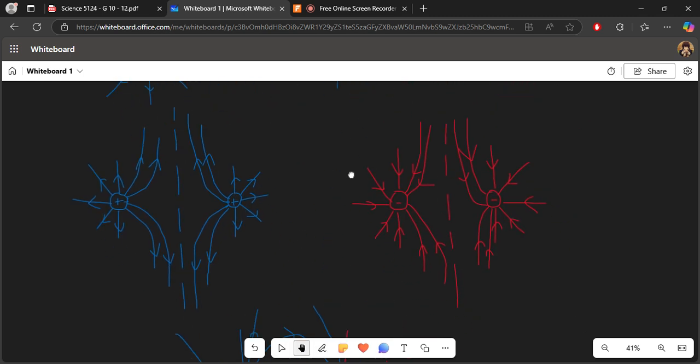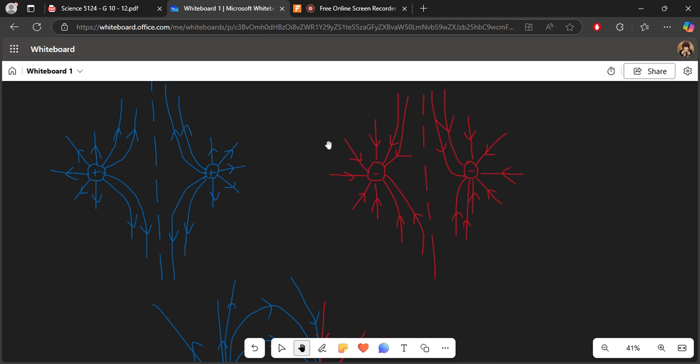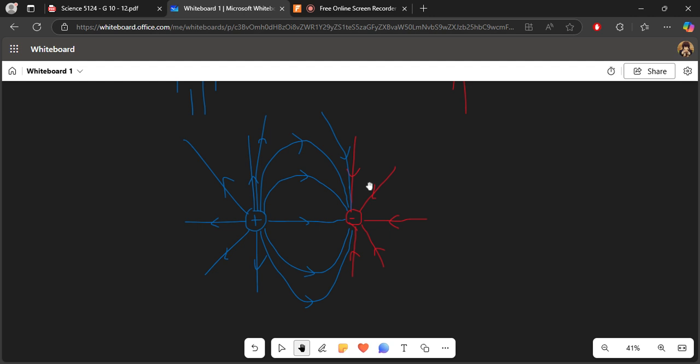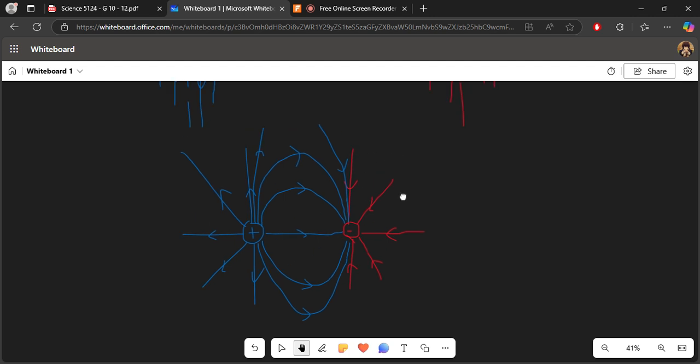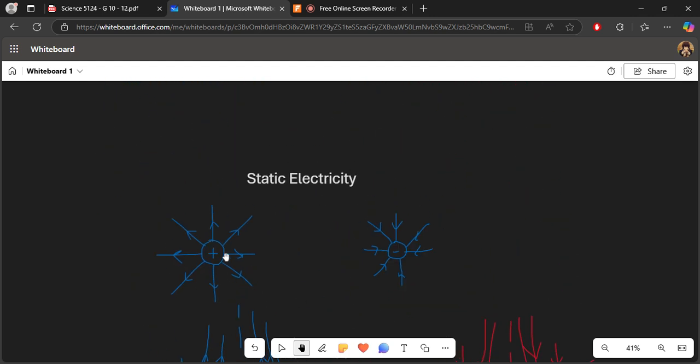So, key points. If you have like charges, the electric field diagram looks like this. If you have unlike charges, it looks like this. If you have a positive charge, the arrows go outwards. If you have a negative charge, the arrows go inwards.